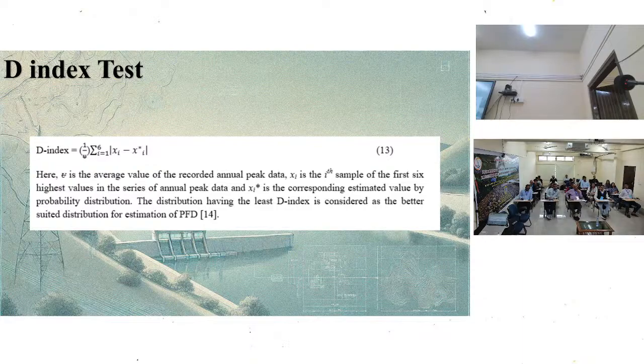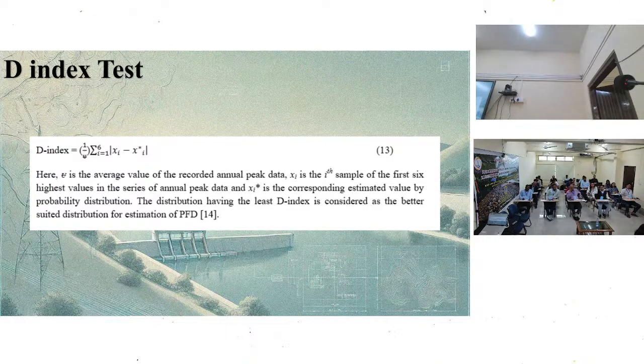In the D-index test, it is 1 by U bar, summation of xi minus xi star, and this is the modulus of it. Modulus means that you have to take the positive value. If this sum is minus 2, you just put 2. If it is minus 5, you just put 5. You just take the value of it and not the sign of it.